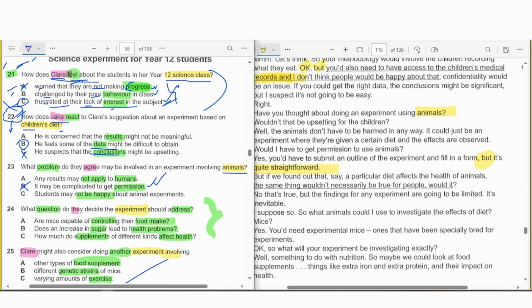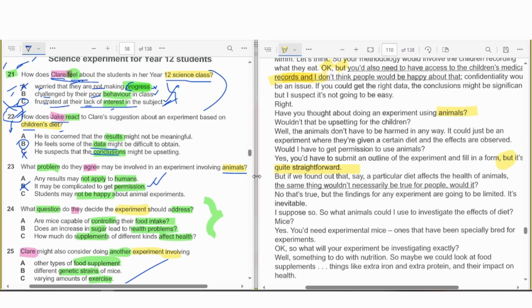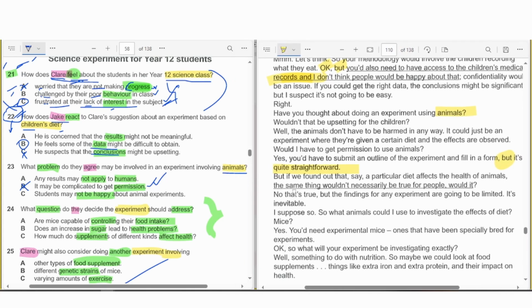Not apply to humans and not be happy. "But if we found out that, say, a particular diet affects the health of animals, the same thing wouldn't necessarily be true for people, would it?" "No, that's true." Right? No, that's true. No-type word. So the same thing would not necessarily be true for people, would it? No. All right. So not apply to humans will be the answer.